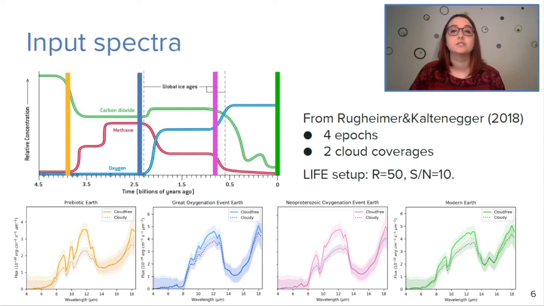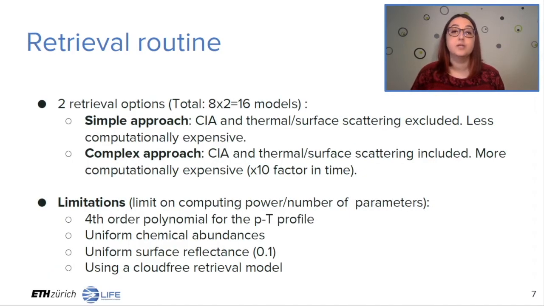In this study, we consider 4 specific epochs: a prebiotic Earth at 3.9 billion years ago, an Earth at the Great Oxygenation Event, an Earth at the Neoproterozoic Oxygenation Event, and the modern Earth. We used both cloud-free and cloudy spectra produced by Rugheimer and Kaltenegger in their 2018 paper. These were produced starting from temperature profiles and abundance profiles that were produced by a self-consistent climate-photochemistry model, and we assumed the technical requirements for LIFE defined in our previous study. So between epochs and cloud coverage, we have then 8 input spectra.